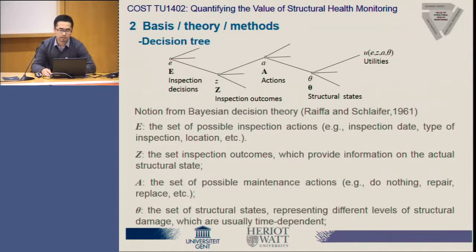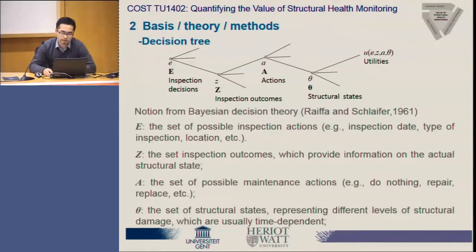The second part is the basic theory. First, the definition of the decision tree. The decision tree, as indicated in this figure, is a decision support tool that uses a tree-like graph to make decisions and show their consequences. And it mainly consists of five parts.